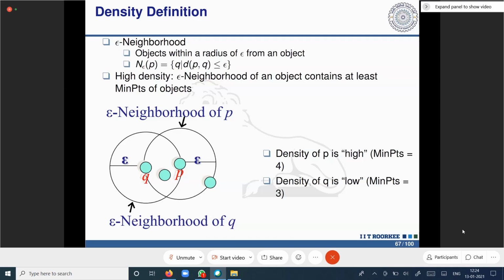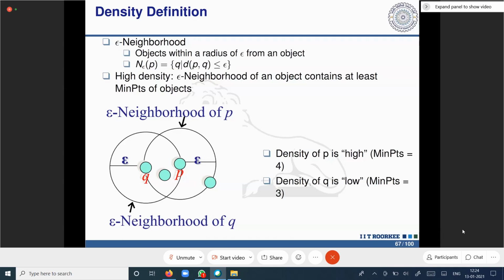So density definition. The first thing we define here is an epsilon neighborhood. For each data point, we draw a circle or a sphere of radius epsilon about it. Objects within a radius of epsilon from an object are called the epsilon neighborhood. So any point which is within this circle or sphere is a neighbor of this point.